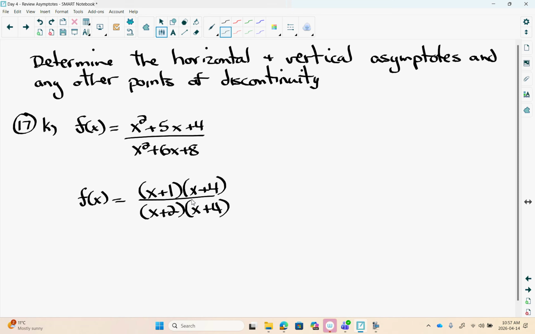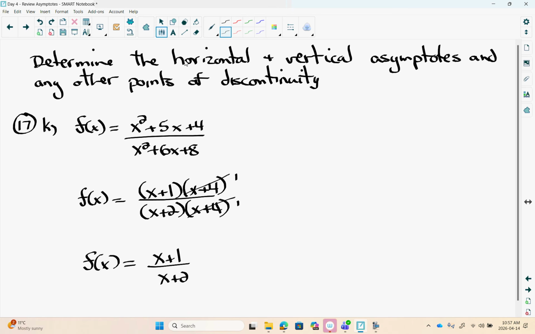What can I do from here? How can I simplify this further? I can divide away the x plus 4s. That factor x plus 4 is in the numerator and the denominator. They would just become 1s. We say cancel. That's great. But all I'm left with now is the following: x plus 1 over x plus 2.